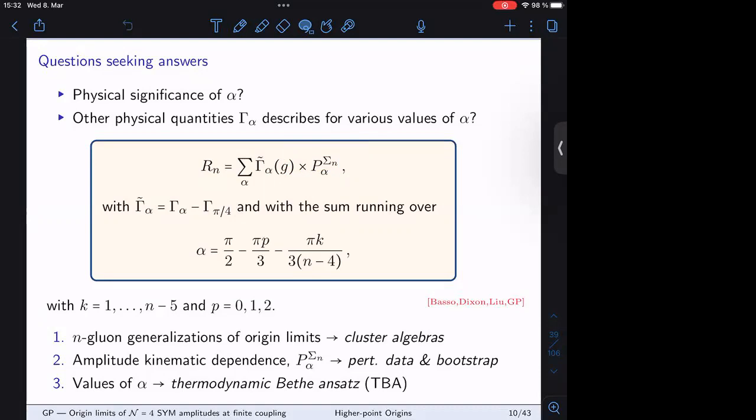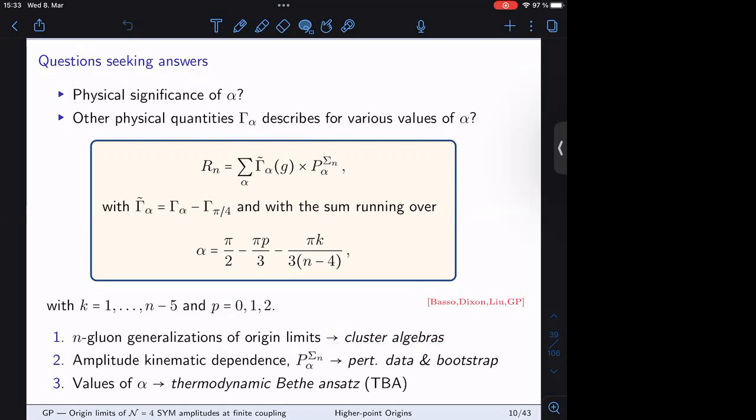However, there are many, many more detailed, more precise questions that one should answer if one starts thinking about it a little bit more. The first one is, what are the generalizations of these limits? As I mentioned, it turns out that there are very many of them. It's not at all straightforward, and one has to think about it a little bit. And this is where cluster algebras come into the game.